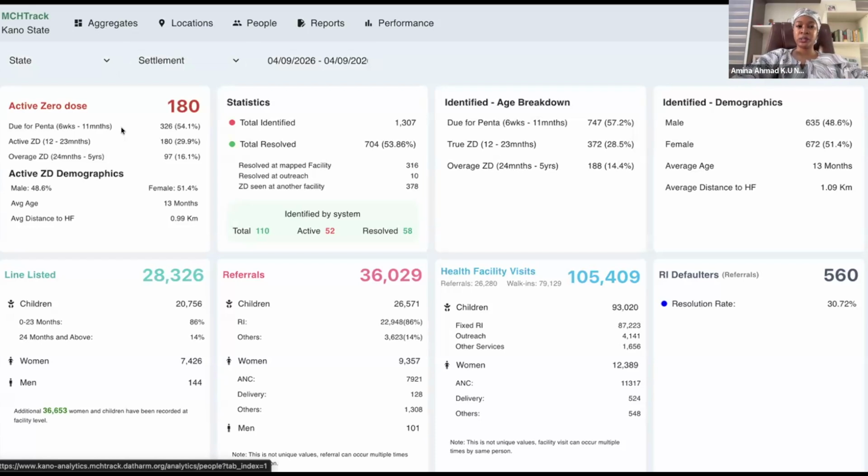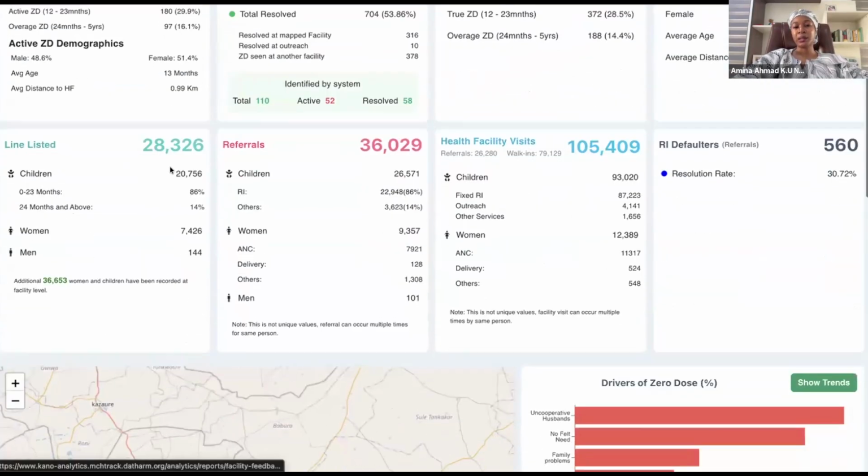So nonetheless, we still maintained categorization of zero dose. So we have due for Penta. How many are due for Penta? 6 weeks to 11 months. How many are active zero dose or true zero dose, 12 to 23 months, and how many are over age? Also the demographic, how many are male, what is the average age group, what is the average distance between a zero dose household to a health facility, how many have been identified, how many were resolved, and then the line listing.